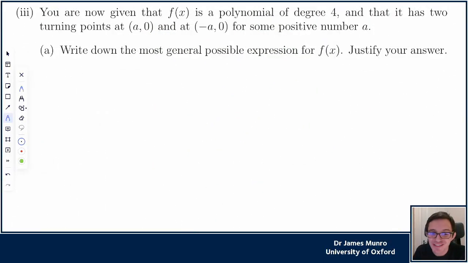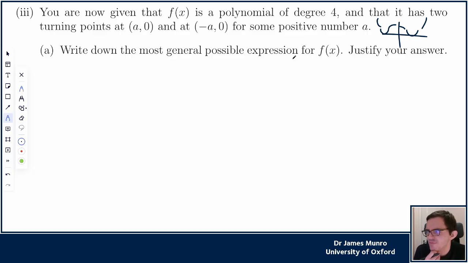Part 3, we're told that f of x has two turning points at a, 0 and at minus a, 0, and it's a polynomial of degree 4, for some positive number a. Okay, so it's got a turning point over on the right somewhere, and it's got a turning point over on the left somewhere. I guess it's doing something in between, and maybe it's going up at the other sides. Maybe it's got some more turning points.